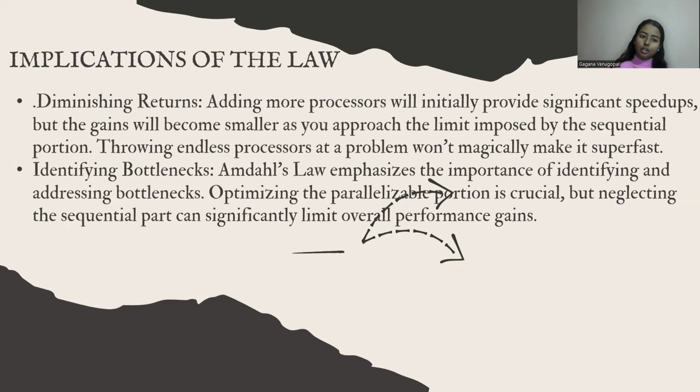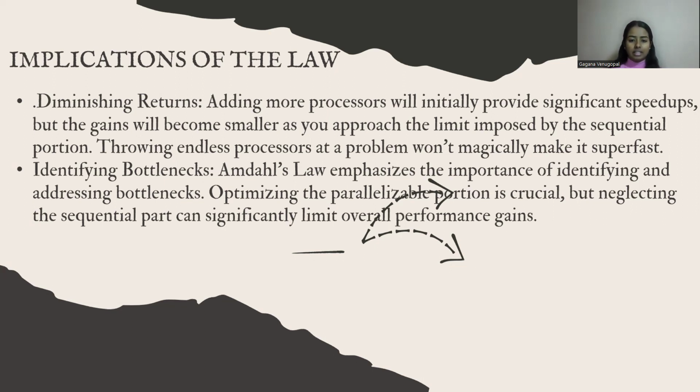Implications of the law. What are the implications of the law? Let's see. Diminishing returns. Adding more processors will initially provide significant speedup, but the gains will become smaller as you approach the limit imposed by the sequential portion. Throwing endless processors at a problem won't magically make it super fast.